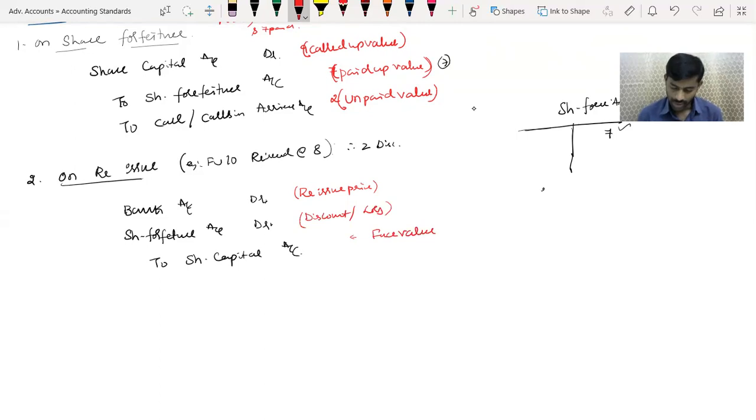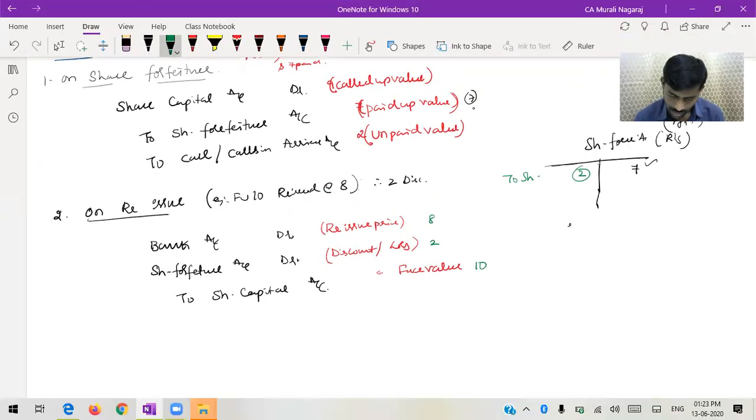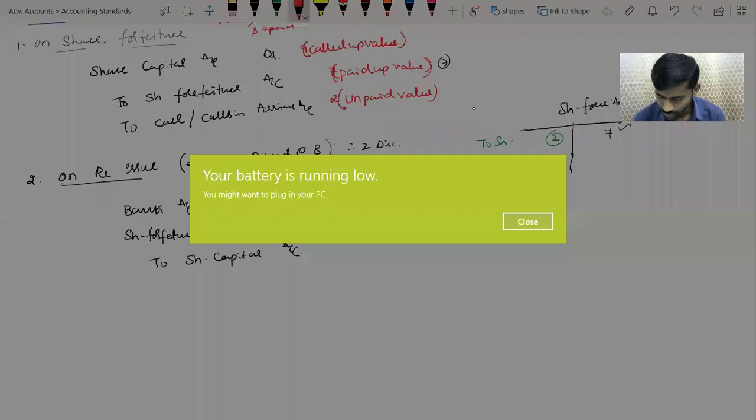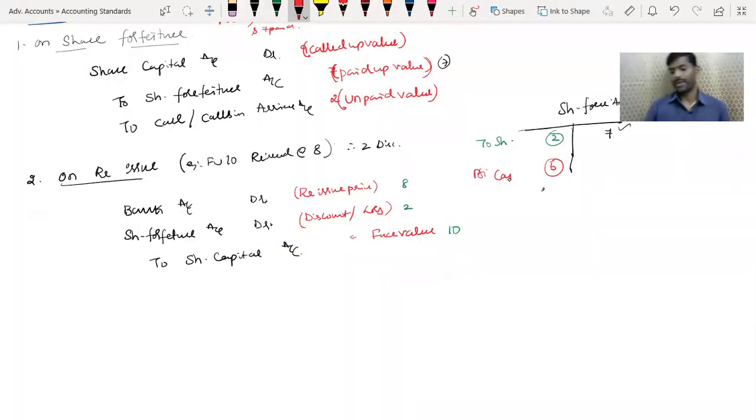Got it? Now in our example, the reissue price is 8, the discount is 2 rupees, and the face value is 10. Therefore, that 2 rupees you will adjust. That is, you will use 2 rupees against share capital account. So the balance surplus of 5 rupees here is the profit on reissue. Therefore, this has to be transferred to capital reserve.